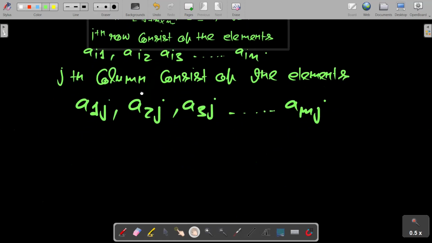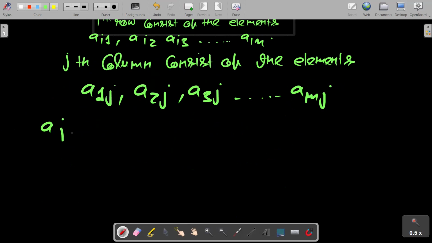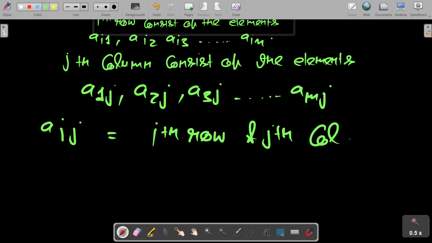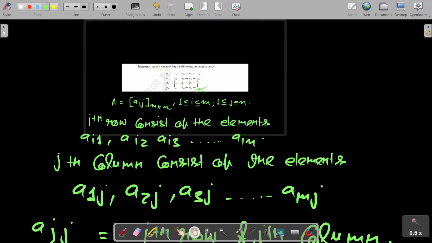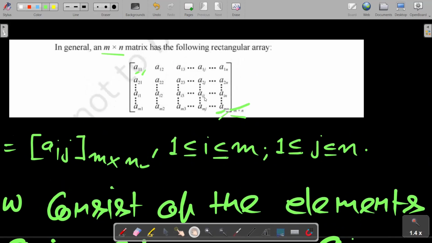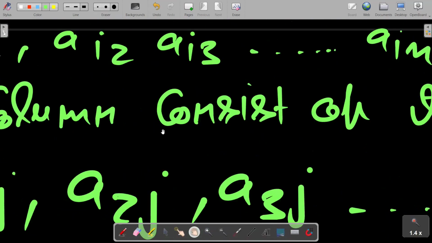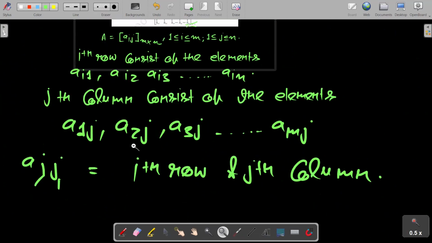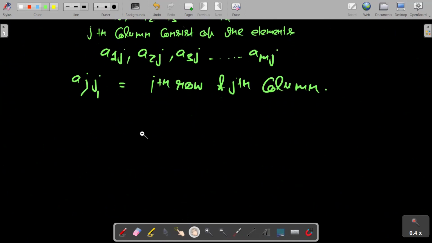And in general, we say Aij is the element lying in ith row and jth column, because i is row and j is column. So now, if you will here see Aij, just see, this is ith row and this is jth column. So Aij lies in the ith row and jth column. That's it.